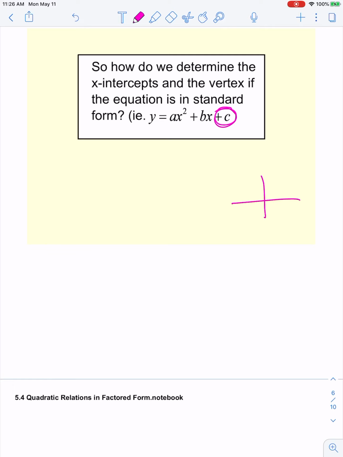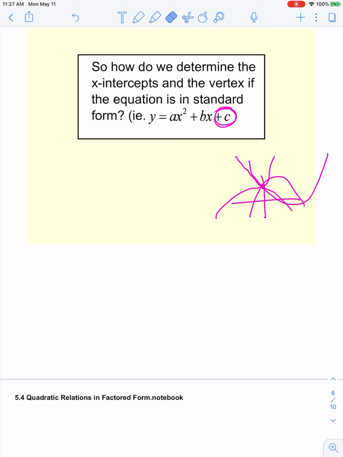I'll just draw a quick graph. Let's say the y-intercept's right here. Well, what do we know? We don't know anything. We don't know if it looks like this, or like this, or like that, or like that. We have no idea what it looks like. All we know is where it's crossing the y-axis.